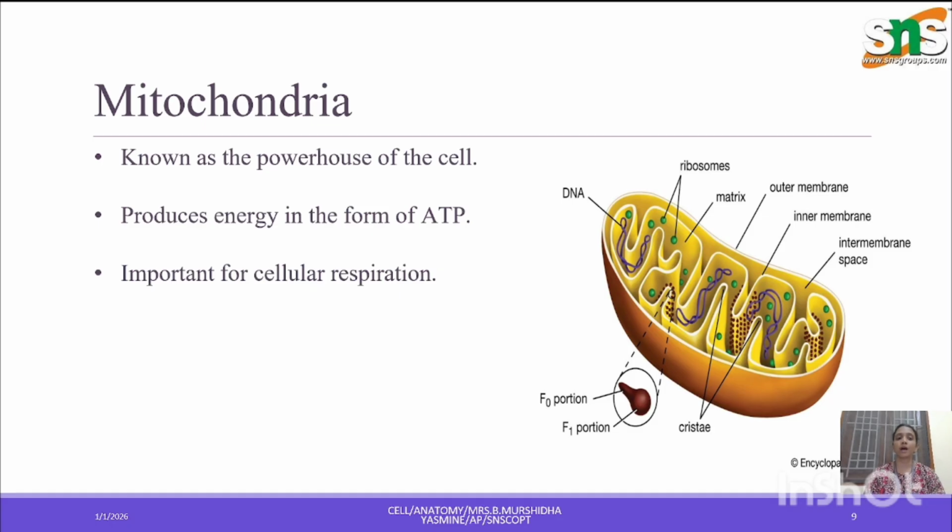What is mitochondria? Mitochondria is known as the powerhouse of the cell. It produces energy in the form of ATP and it is important for cellular respiration. The cell has to breathe, and this happens with the help of mitochondria. So this is the proper structure of the mitochondria.